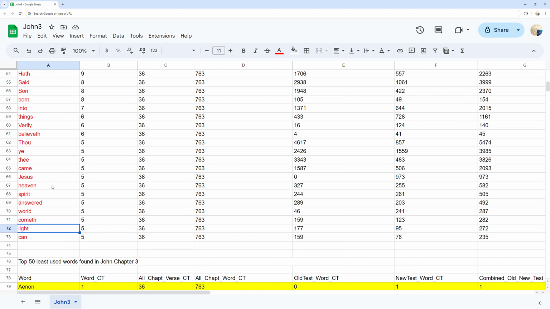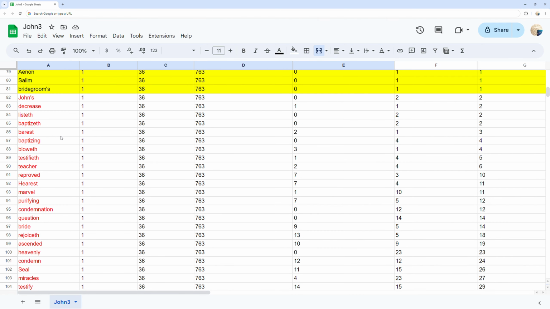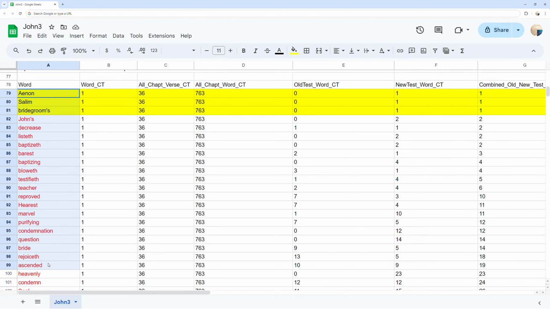Top 50 least used words found in chapter 3. You can see the least frequent words in John chapter 3 and the word count for each. As well, you can compare that to the total times those words are used in the whole of each Old Testament, New Testament, and both Old and New Testaments.